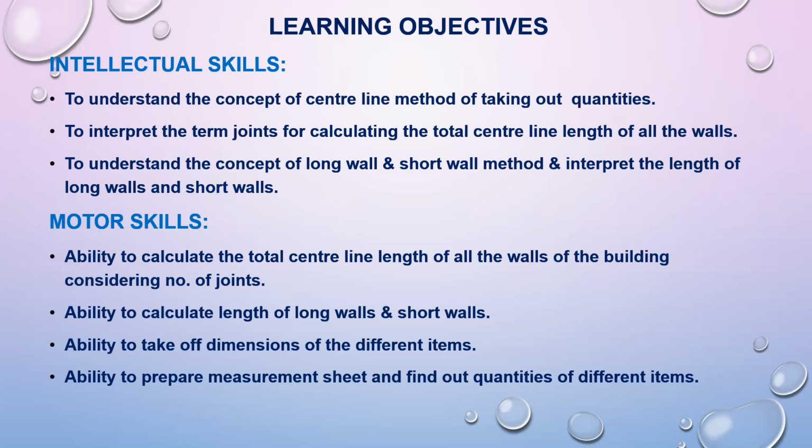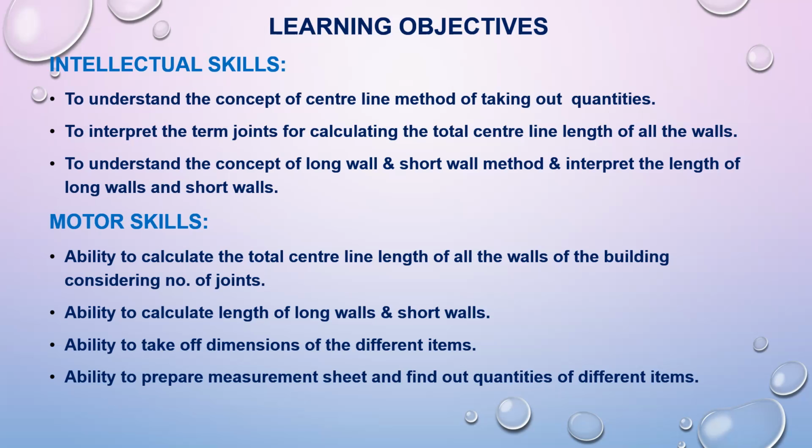Now before studying the different methods of taking out quantities, we have to study the different intellectual skills. That means there are certain objectives with which we are going to study this topic. In intellectual skills, number 1, to understand the concept of centerline method of taking out quantities, to interpret the terms joints for calculating the total centerline length of all the walls, to understand the concept of long wall and short wall method and interpret the length of the long walls and short walls.